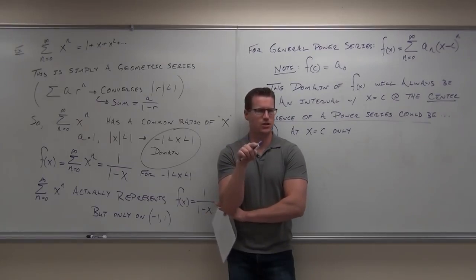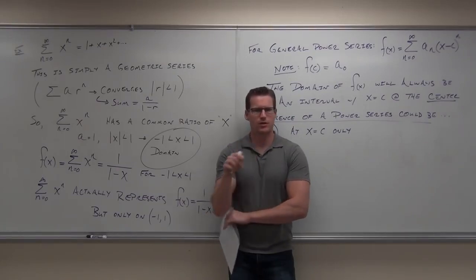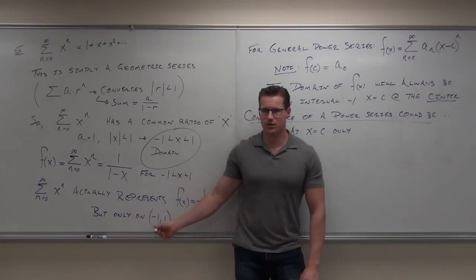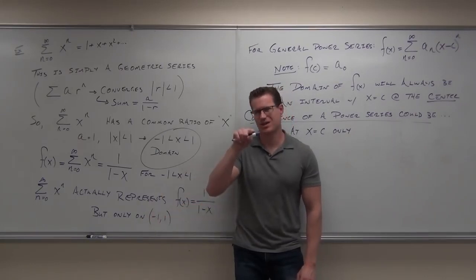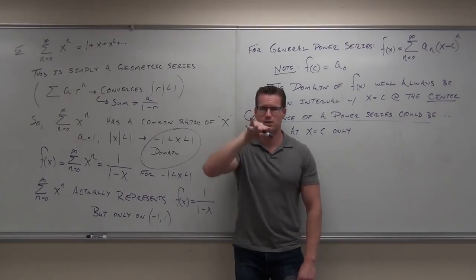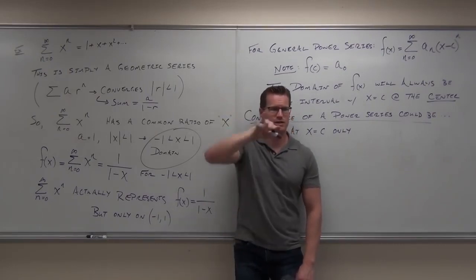Let me make sure you understand this here real quick. Look at the board. This has a center of 0. It converges at 0. It has a radius of convergence of 1, because it goes to -1 and 1. It's not going really up or down, but it's centered at 0. It has a radius of 1. So we go -1 and 1. Does that make sense to you?